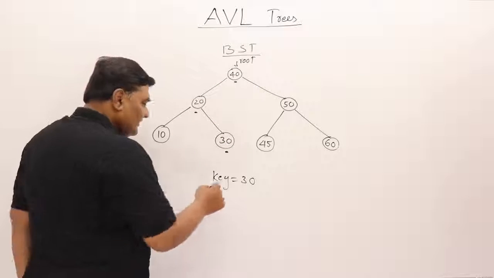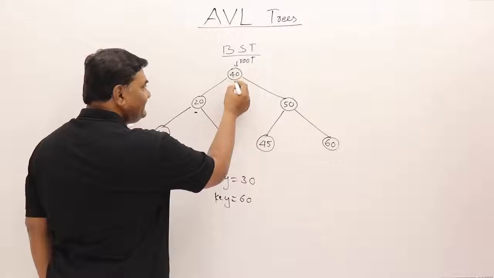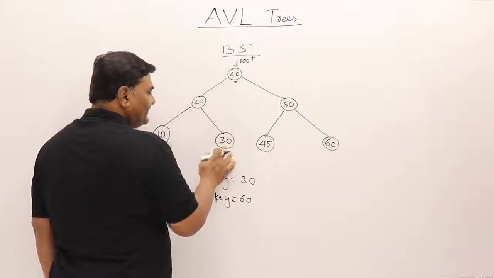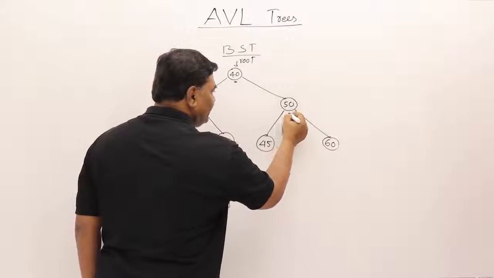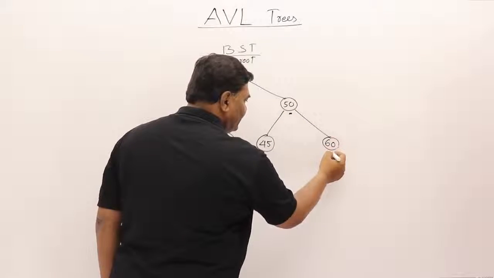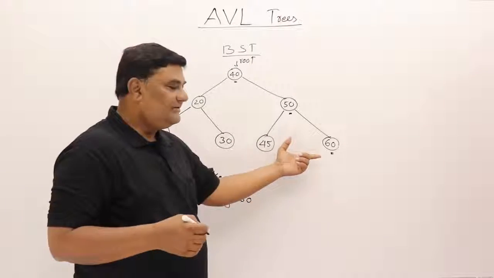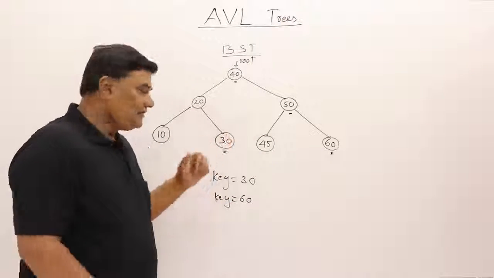Let us take one more. If I am searching for the key element 60, then is it 60? No. 60 is greater than this one, so go on the right hand side. Is it 60? No, 60 is greater than 50, so go on the right hand side. Yes, I got the element. So in only 3 comparisons I got this element. Let us take one more key.